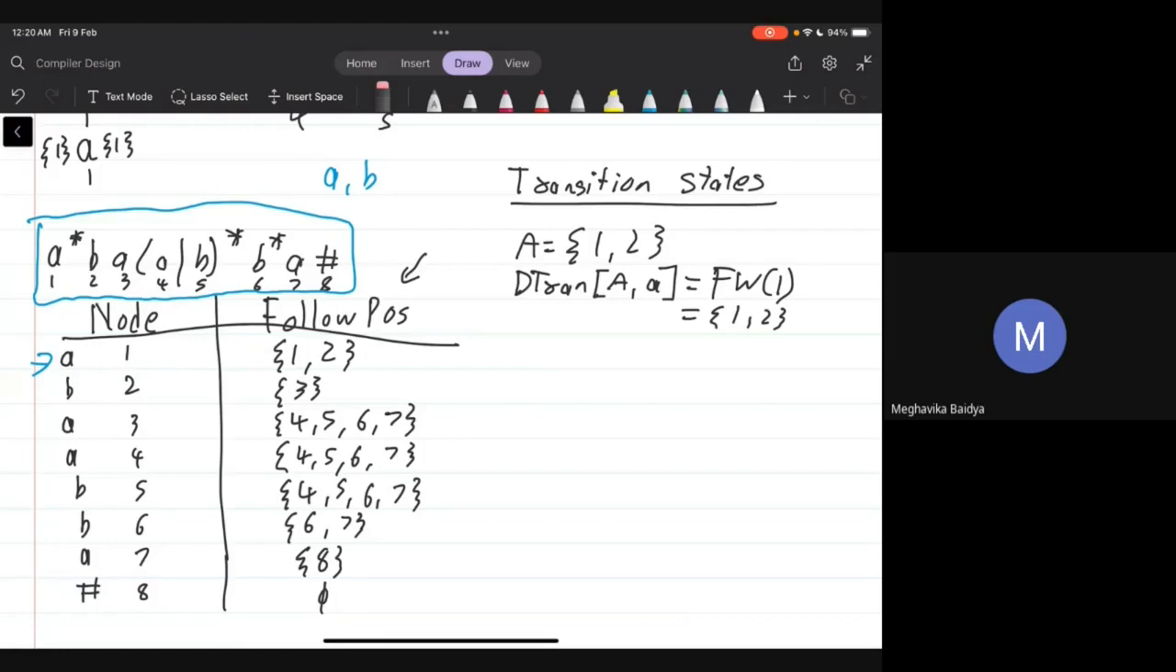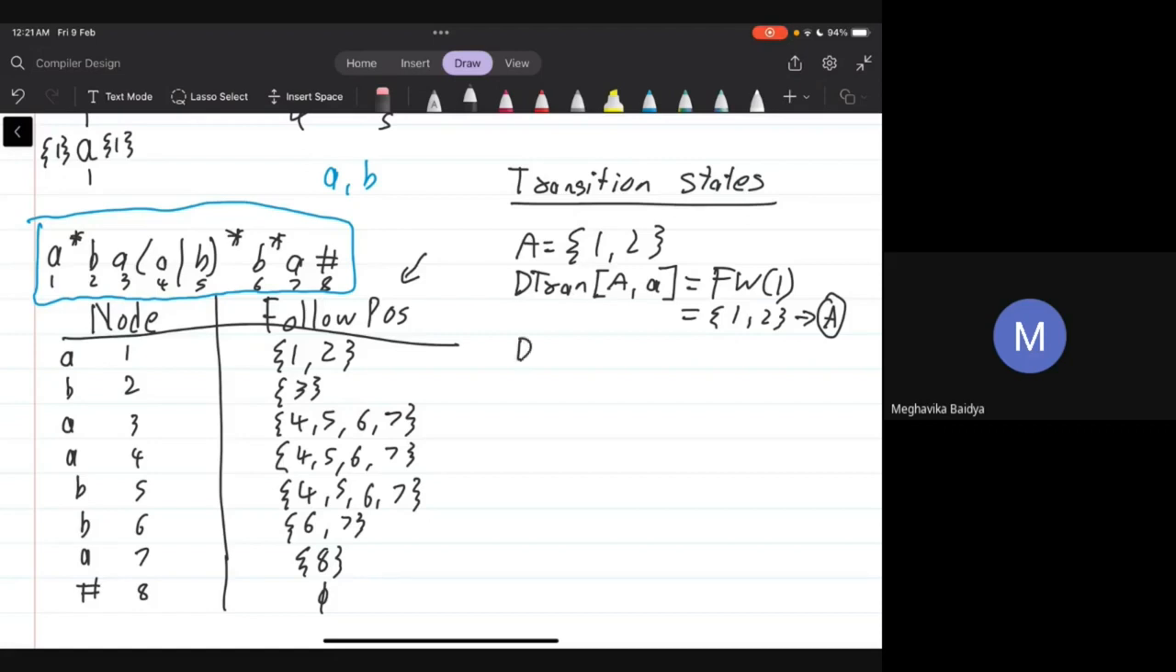And check whether 1 and 2 match. If one of them matches, we write the numbers, followpos in the bracket. Okay, you got followpos of 1 as 1 comma 2, and 1 comma 2 we already know is state A that we have already used. So you just give it as state A.